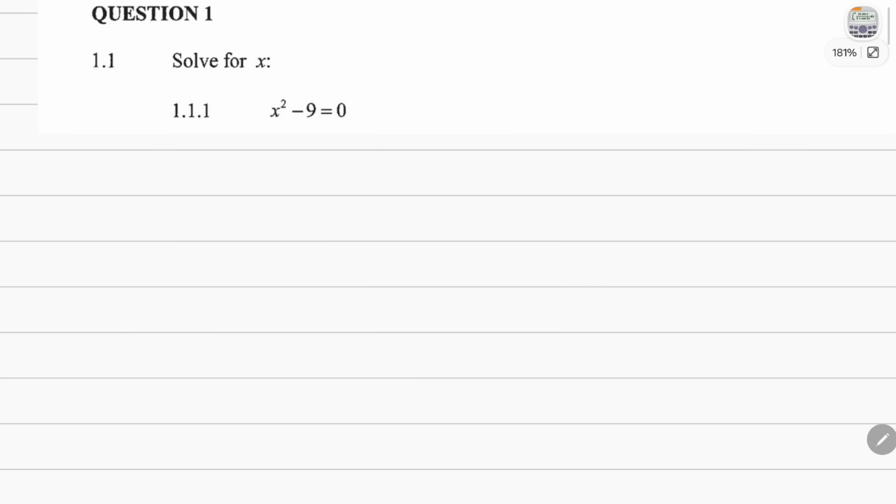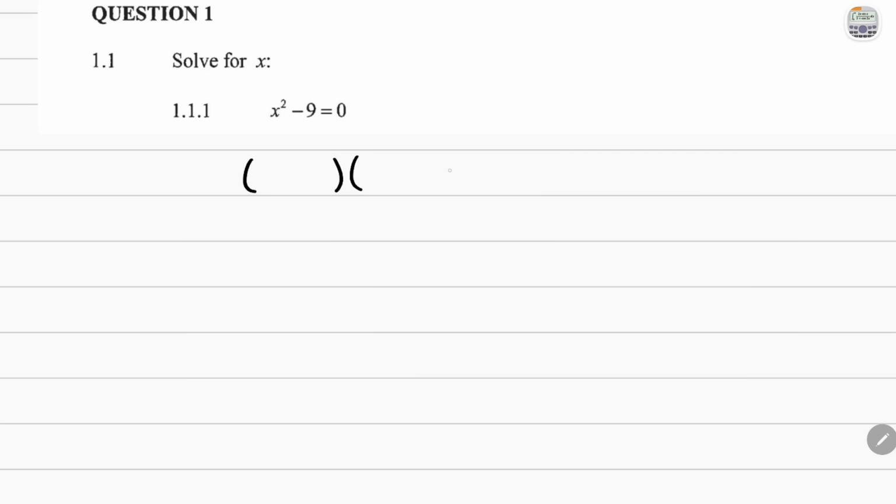Question 1.1.1, we need to solve for x in this equation. Do you see that we have an exponent of 2 there? That means that this is a quadratic equation. The highest exponent is 2. And so we need to factorize this. But you can see it's not a trinomial. However, this is a square value, x squared, and 9 is a square number. And then there's a minus in the middle. So we can see that you can factorize this using difference of 2 squares.